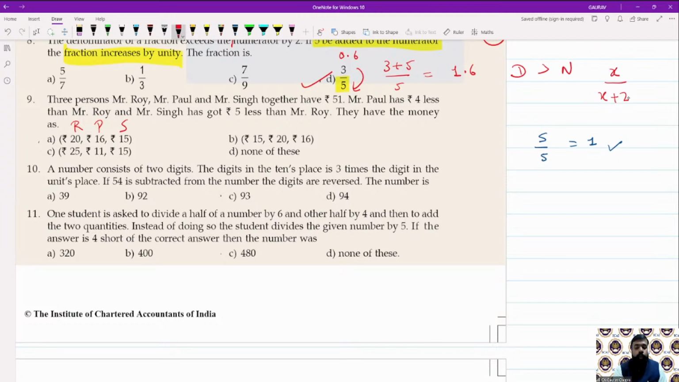So 20 minus 4 is how much? 16. So option number A is satisfying the condition but B and C are not satisfying. The difference is not 4. So therefore, we can see that option number A will be correct. And if you check other conditions also, Mr. Singh has got rupees 5 less than Mr. Roy. रॉय और सिंह का जो डिफरेंस है that is rupees 5. So 20 minus 15 is equal to 5. So both the conditions are getting satisfied in option number A. So therefore A option will be correct. Okay.